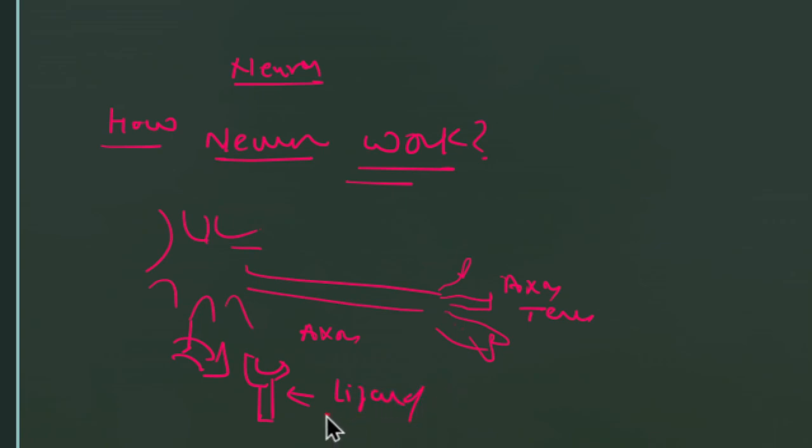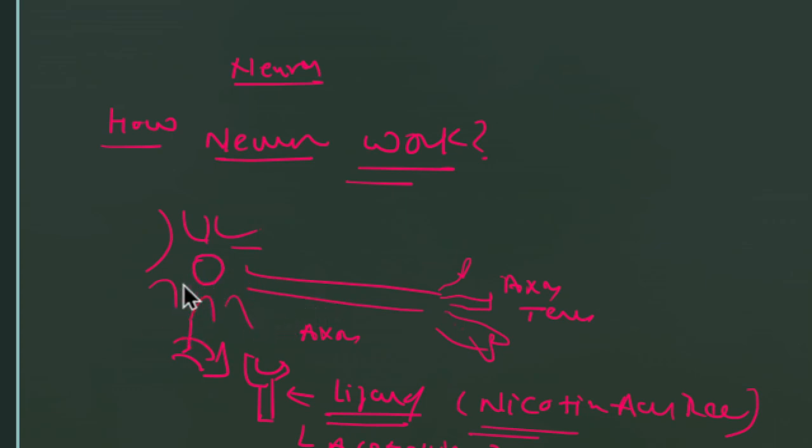This ligand is a nicotinic acid receptor, or you can say acetylcholine receptor. This receptor will open when it binds with acetylcholine. This is a neurotransmitter. So in this region, this is the nucleus of the cell body.